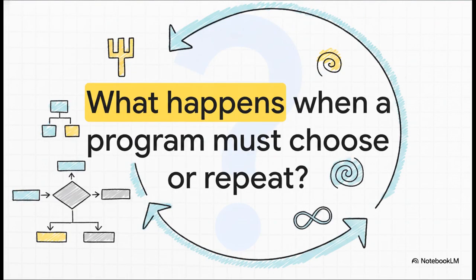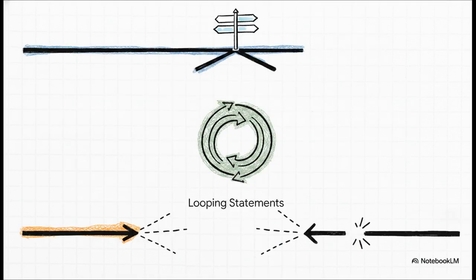What happens when a program needs to make a choice based on what a user types? Or what if it needs to process a massive list of, say, 1,000 different items? It can't just read straight down a simple list of instructions. It needs to adapt, branch out, and loop back. To handle this traffic, developers use 3 main types of control flow statements.